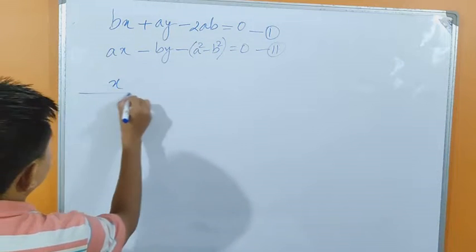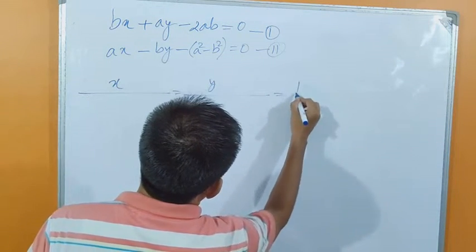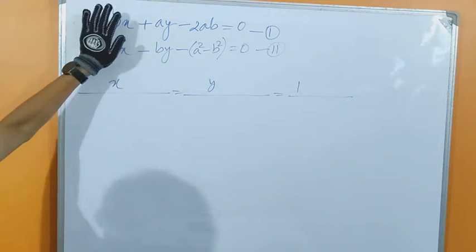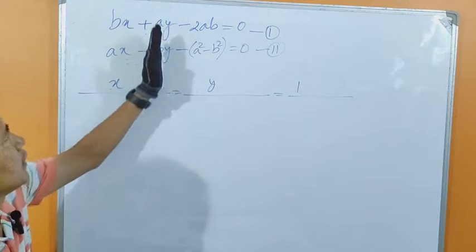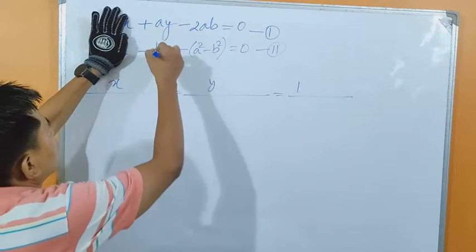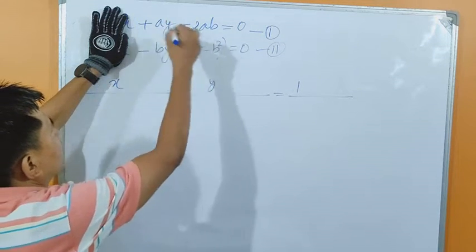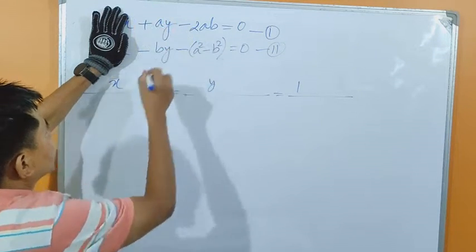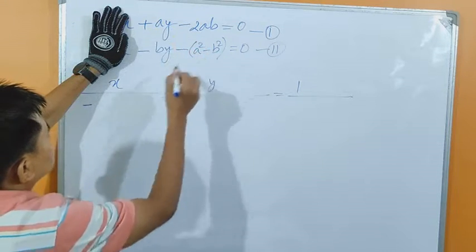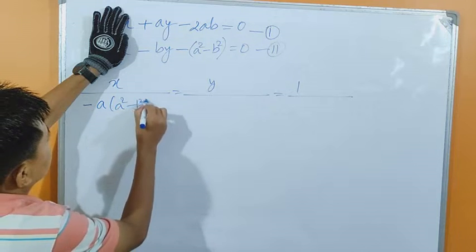X upon blank equals Y upon blank equals 1 upon blank. To write the numbers below X, we should cover X and see the numbers on the right hand side. There are two numbers. Among these two numbers, we choose the upper one first and multiply with the lower. Plus into minus is minus. A into A square minus B square is A square minus B square.